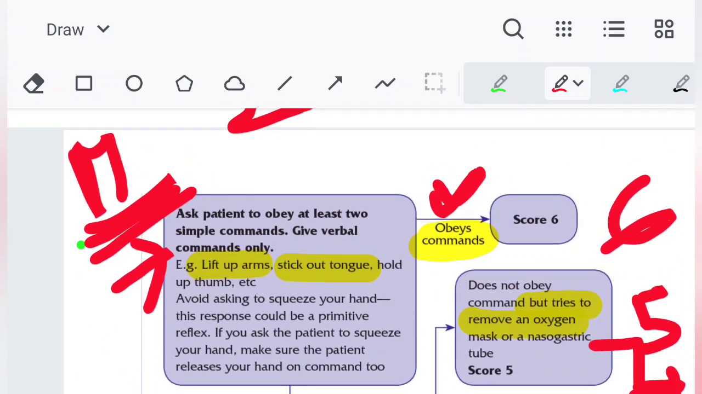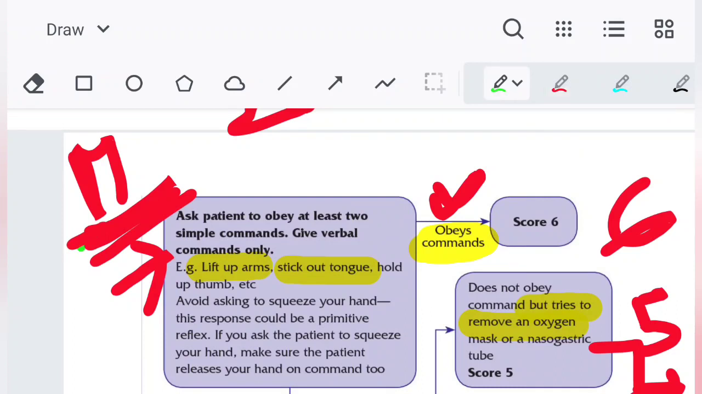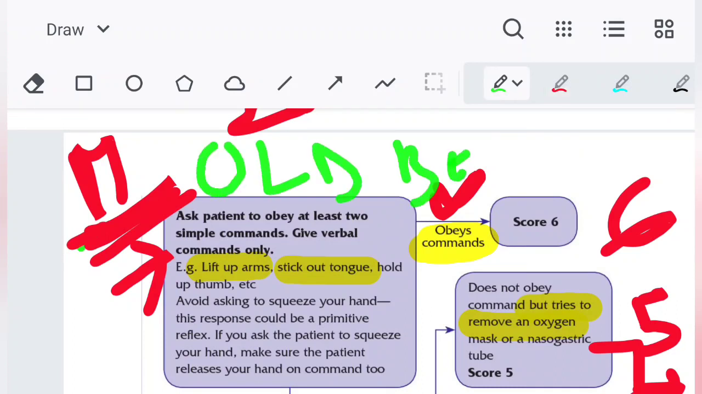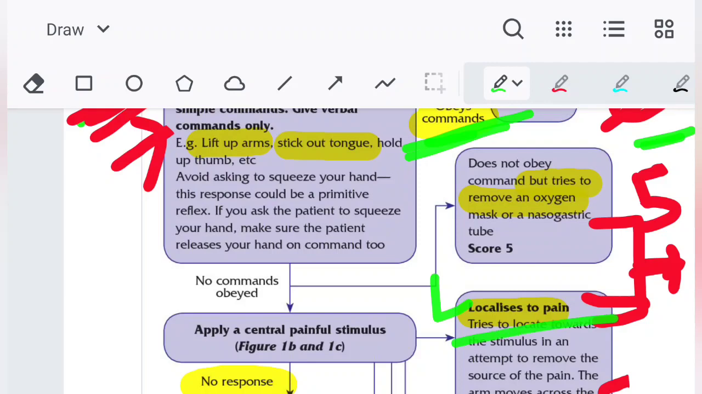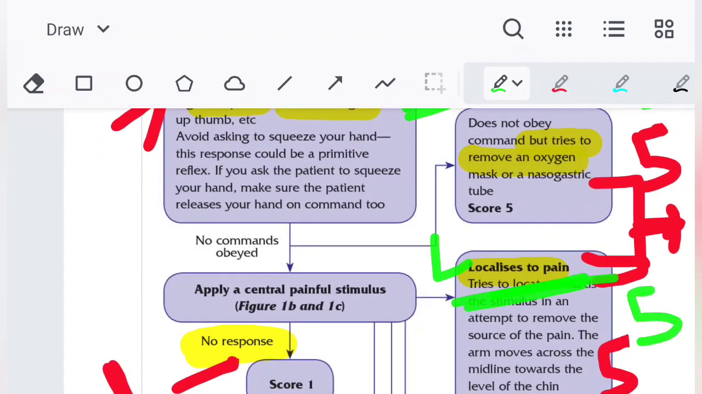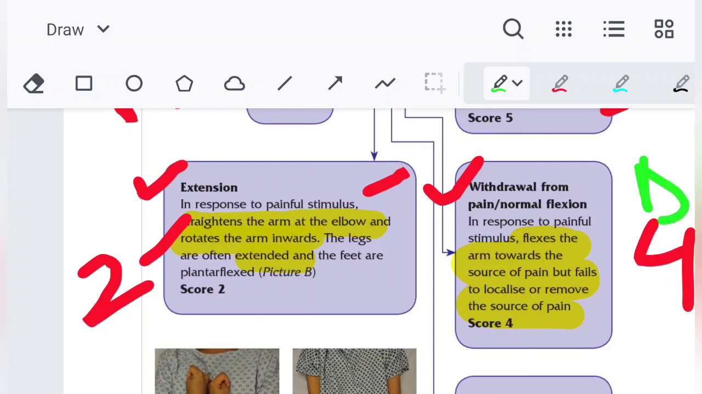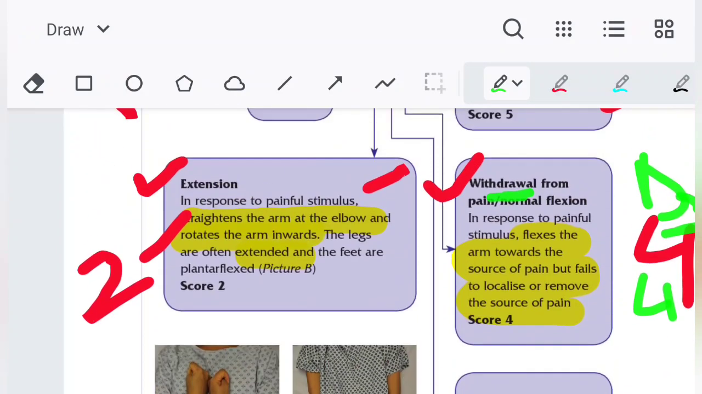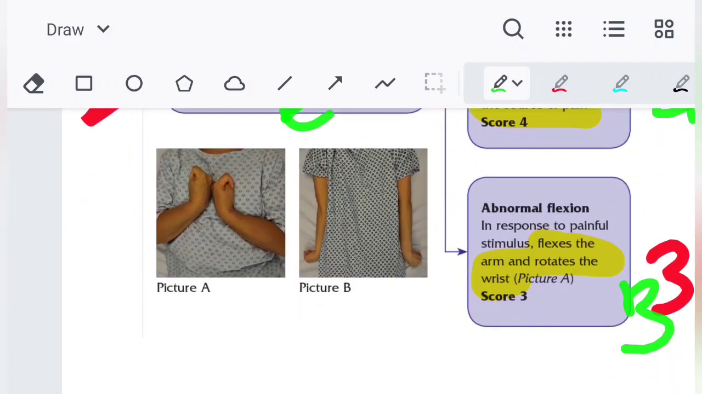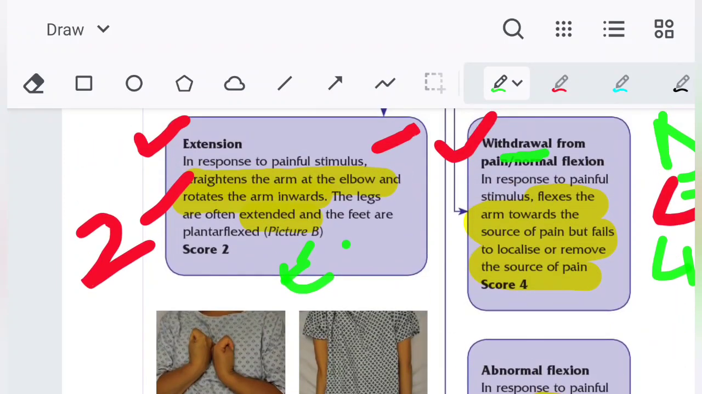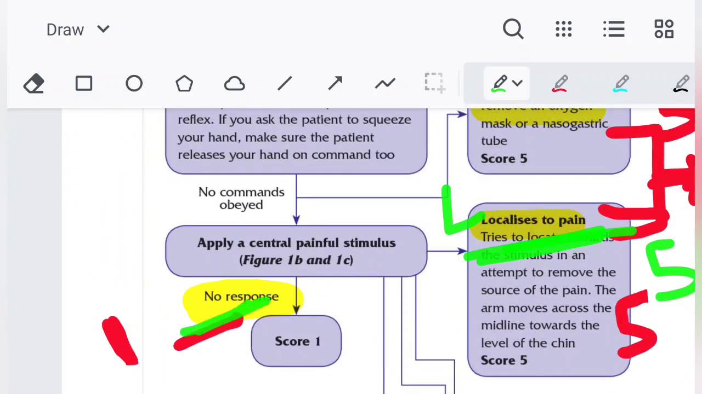So for motor response, what was the mnemonic? Old Ben, right? So first is obeys command, that is 6, O. L is for localizes pain, so score of 5. Then D is draws or withdraws from pain, so score of 4. Then Ben, BEN, so B is bends, that is flexion movement. E is extension, that is extension of the arms. Then N is no response.